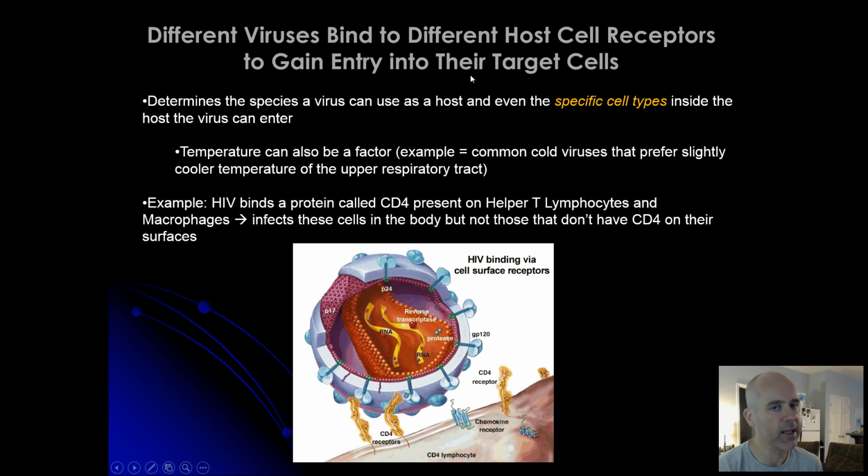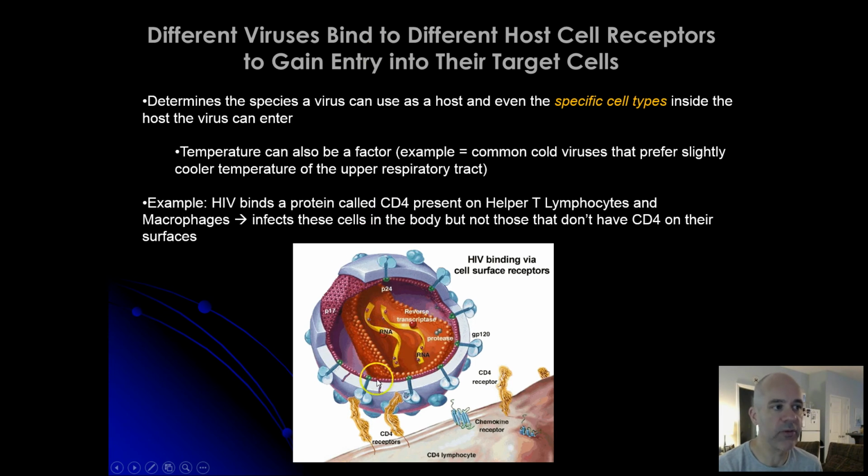Now there's more than one thing that can determine that, but usually one of the key things is that they have to bind to a host cell receptor. And we've talked about that concept before. We talked about that with bacteria. Many pathogenic bacteria have fimbriae spikes that help them attach to certain cells on certain tissues inside the body. Same deal for viruses.